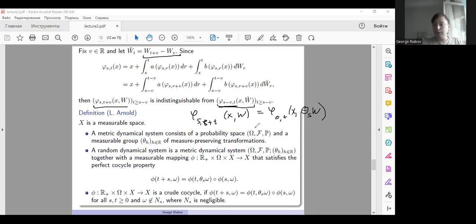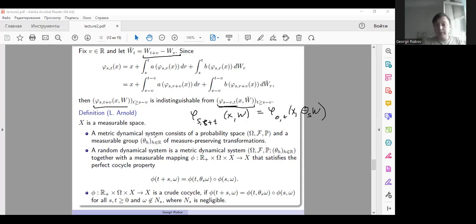The mappings with this property are known as random dynamical systems. So let me give the definition. In this definition, X will be a measurable space. So first, let us define a metric dynamical system.